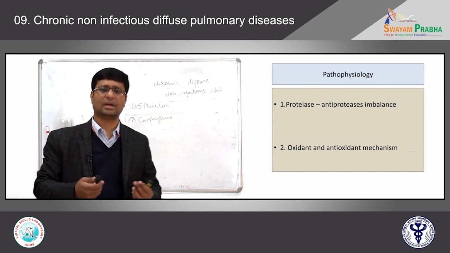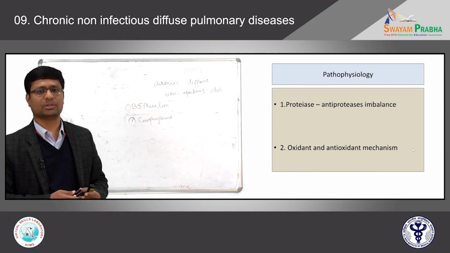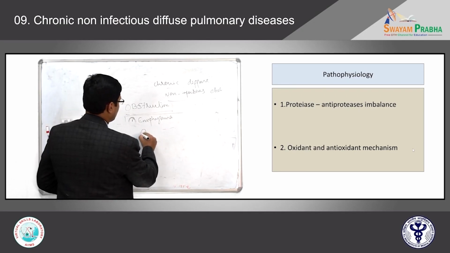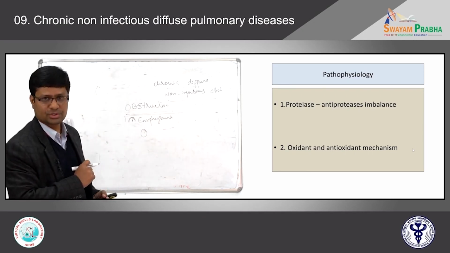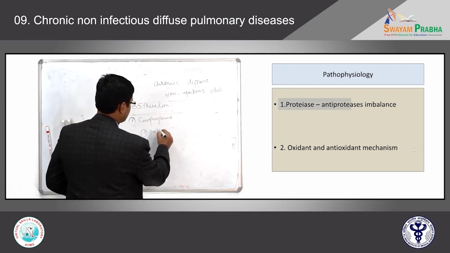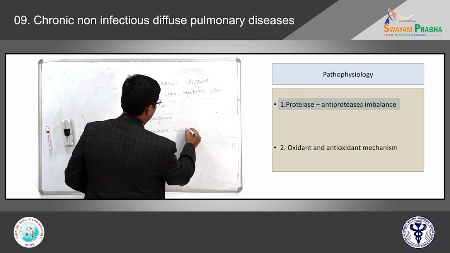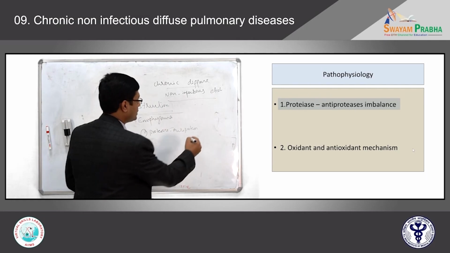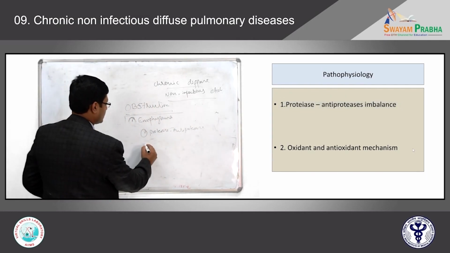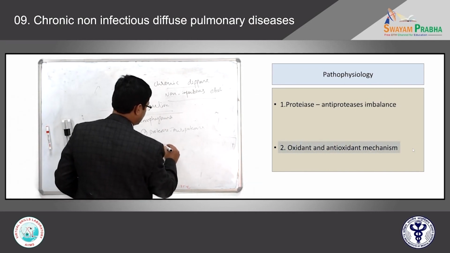What is the pathophysiology behind emphysema? What causes emphysema? In books there are two important pathophysiological processes that have been explained. One is the protease-antiprotease mechanism. This is very important. And the second one is the oxidant and antioxidant imbalance.